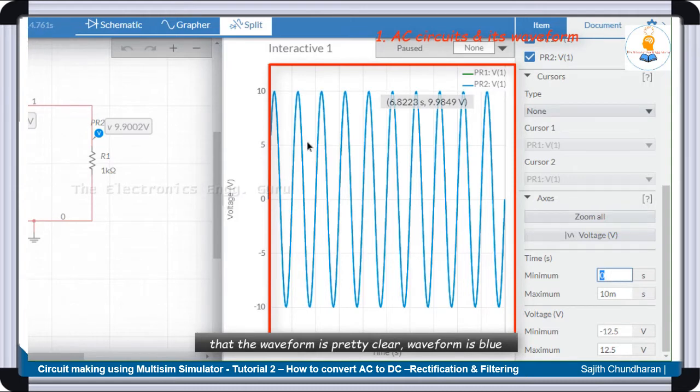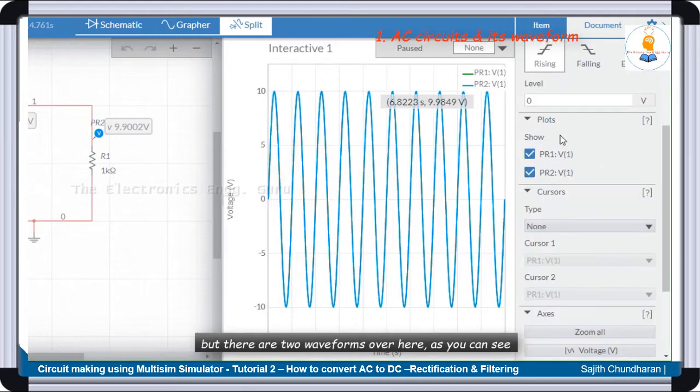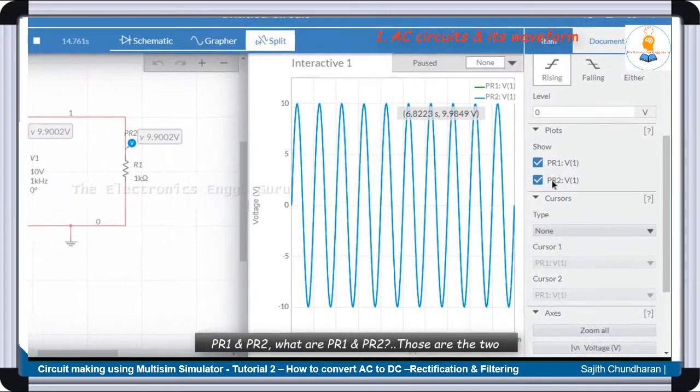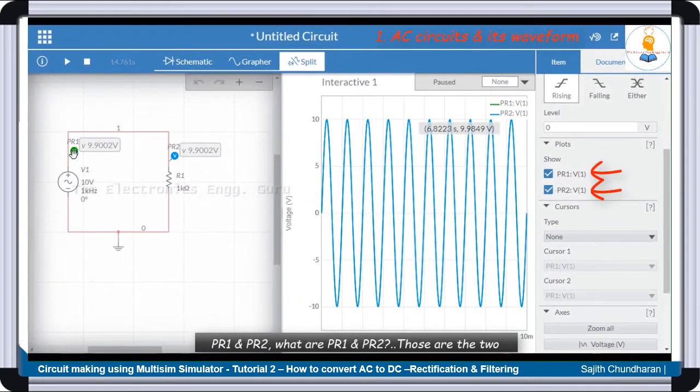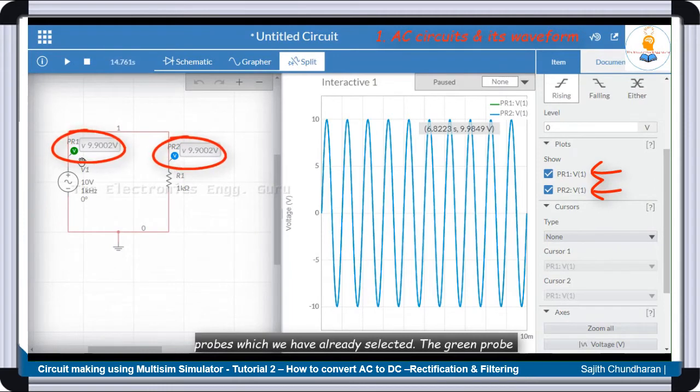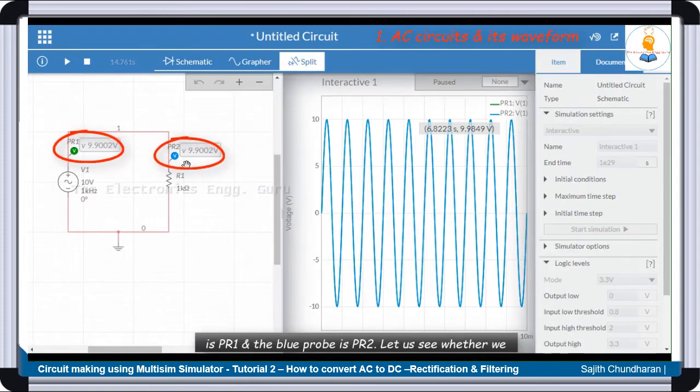The waveform is blue, but there are two waveforms over here, as you can see over here, PR1 and PR2. What are PR1 and PR2? Those are the two probes which we have already selected. The green probe is PR1 and the blue probe, as you can see over here, is PR2.